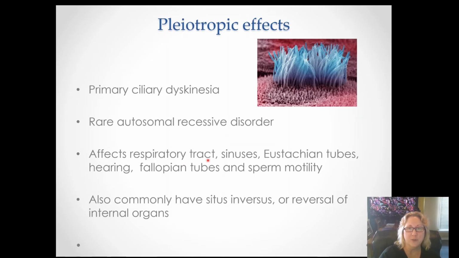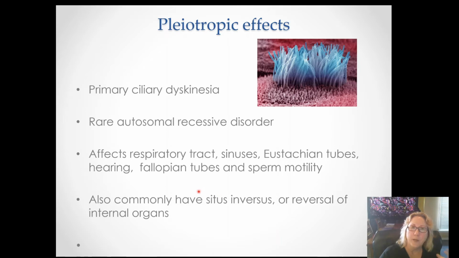So these individuals get respiratory infections and sinus infections. Females are infertile because there's no ciliary movement to waft the eggs from the ovary to the uterus. There are also cilia in the ear, so those are affected. Sperm motility is non-existent, so males and females with this disorder are infertile.